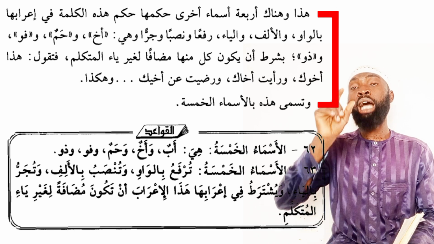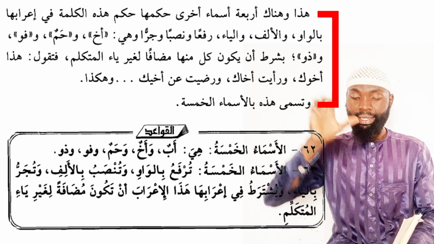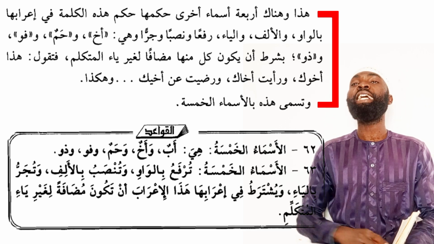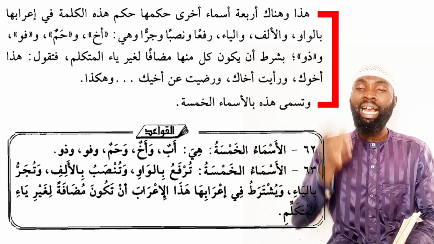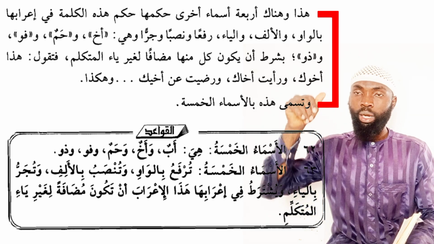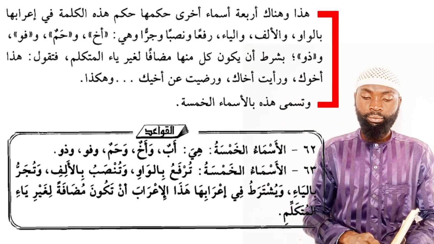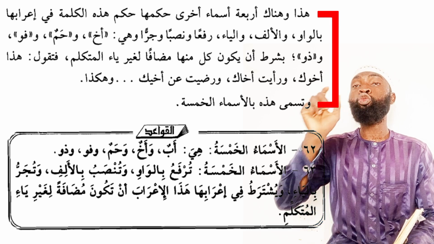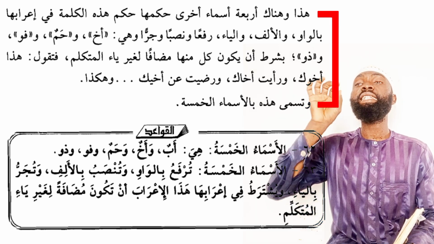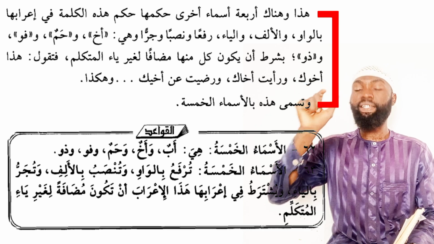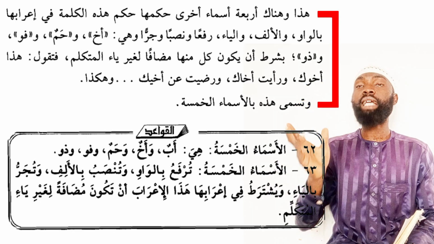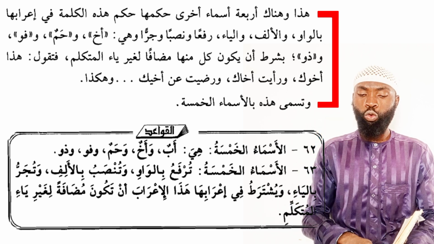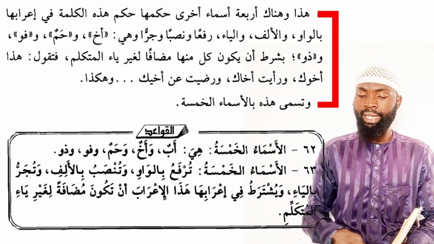This particular word abun, and there are other 4 words. Their rule is the same rule guiding the word abun in terms of its i'rab, with wa, alif, and ya in the nominative, accusative, and genitive. These words are akhun, hamun, fu, and dhu, on the condition that each is attached to something other than the ya of the speaker.